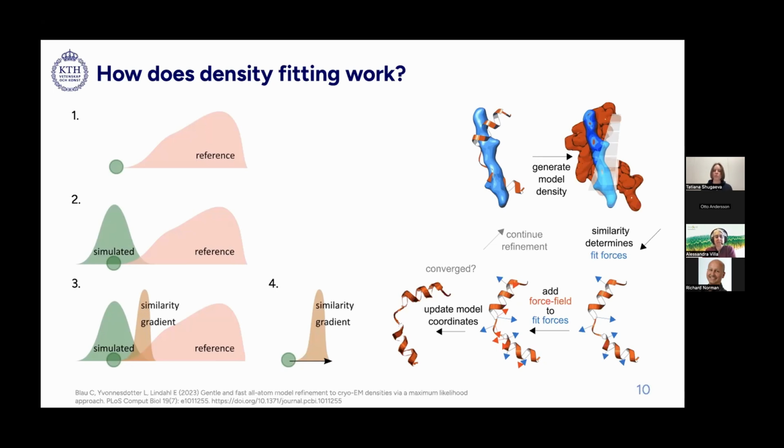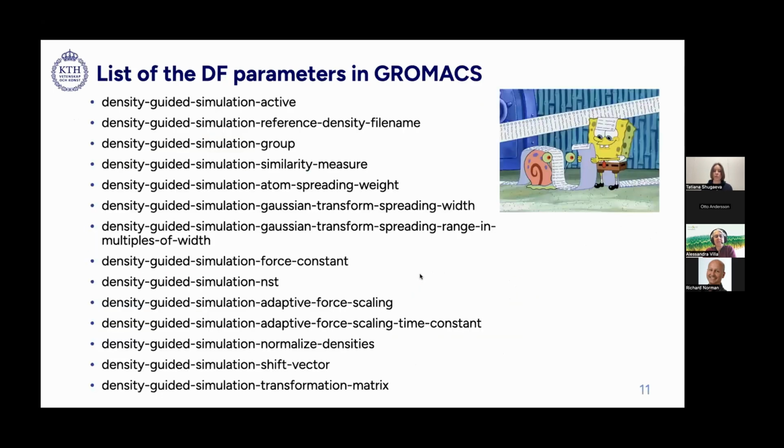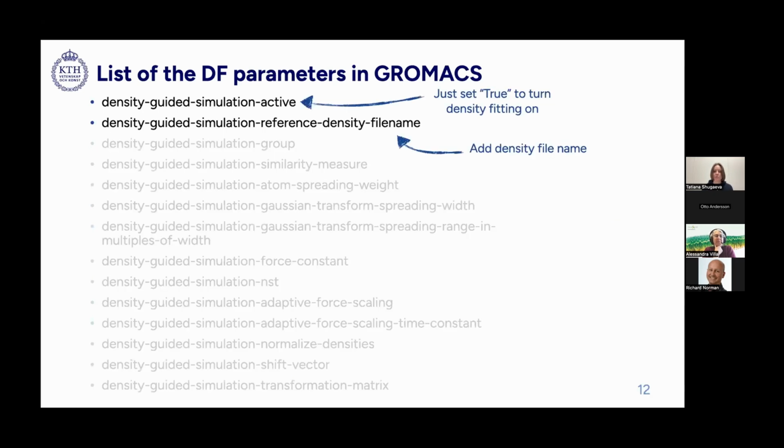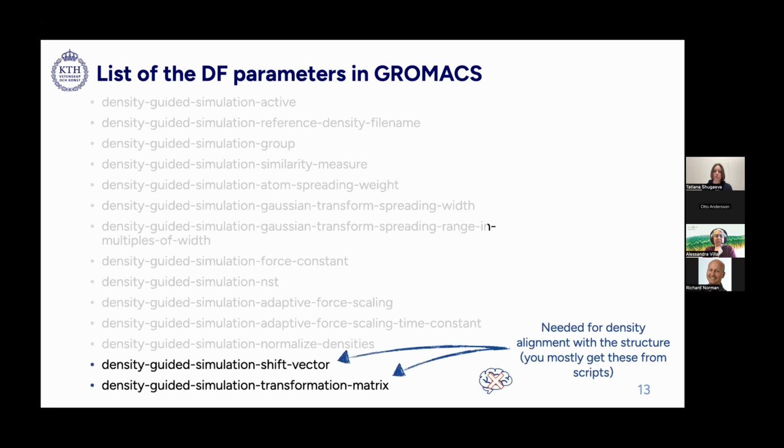Now that you know roughly the idea behind density fitting, we can take a look at the parameters. The list is super long and may look scary, like it's 14 of them, I think. But actually, 2 of them we have already met. The first is to turn fitting on, and then the second is to provide the density file name. The last 2 we also don't really need to think about. They are needed for alignment. We will cover this more in the last part of the webinar.